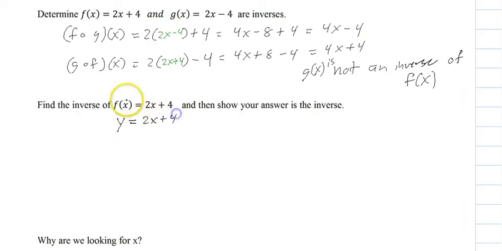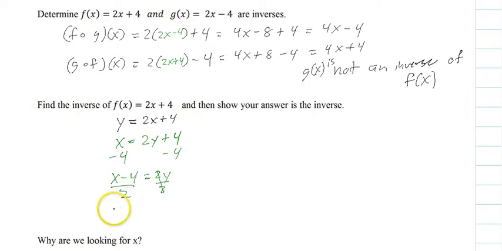So let's replace the f with y, and this will allow us to switch them to find our inverse. Solve for y. Divide by 2. And I'm going to separate them. So 1/2 x minus 2 equals y. So that should be our inverse.